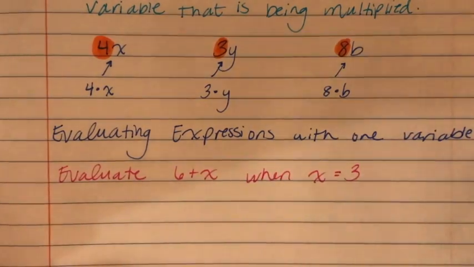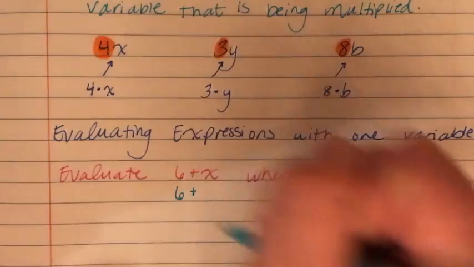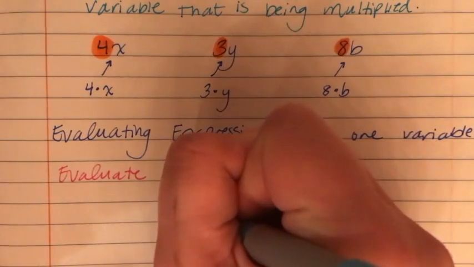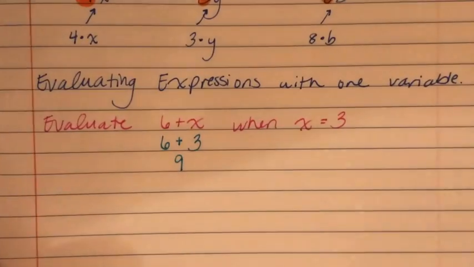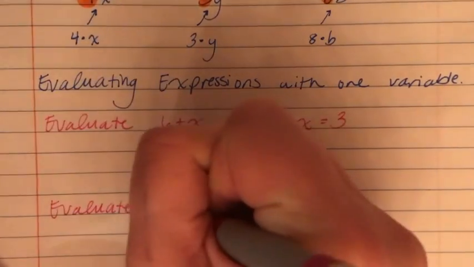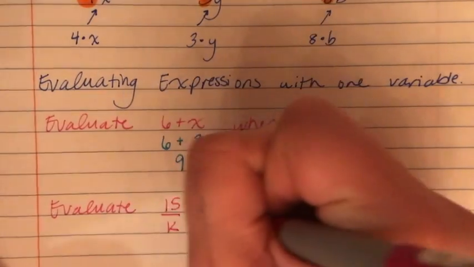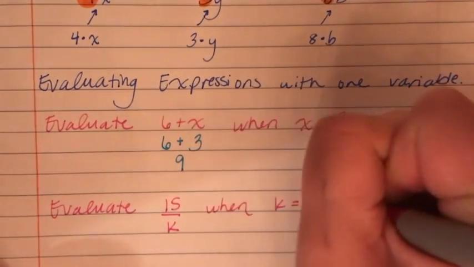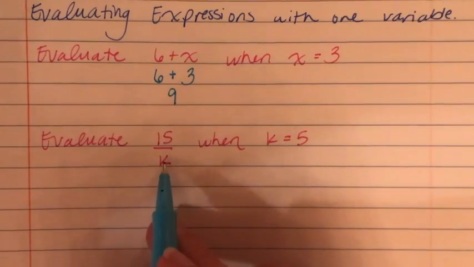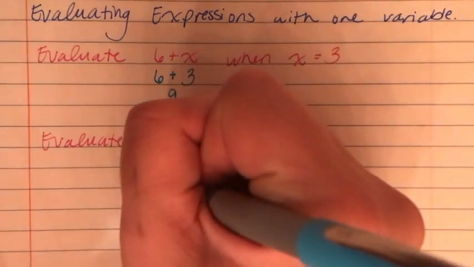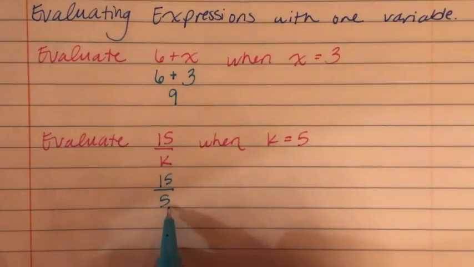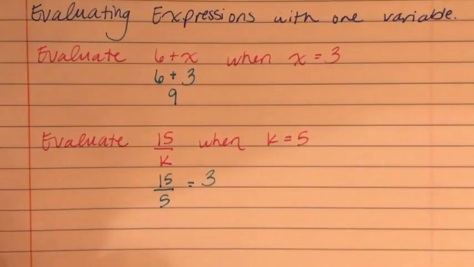So to evaluate this, I get 6 plus, no longer x, because x is 3, so 6 plus 3, and I get 9 as my final answer. Okay, next one. Evaluate 15 over k when k equals 5. So same thing here, I just act as if this variable never existed, and instead now it's a 5. So I now have 15 over 5, which means 15 divided by 5, which is 3.